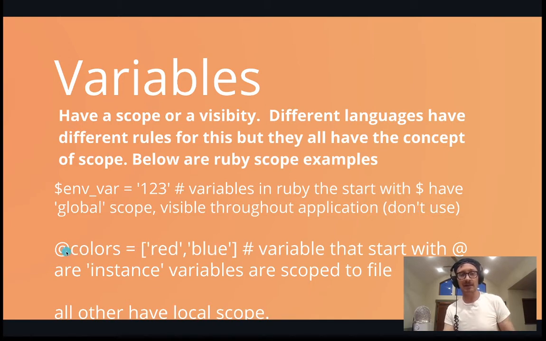There are instance variables, and these start with the @ symbol. So if I say @colors and give it some value, an array in this case, this is going to be scoped to the file, so it's going to be visible everywhere in the file. And then all other variables are going to have local scope. We'll see an example of how something with local scope and an instance variable are different.